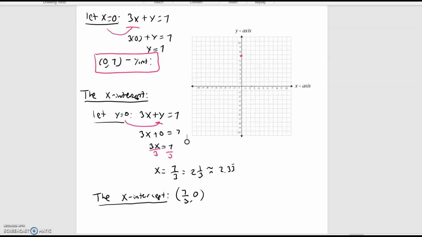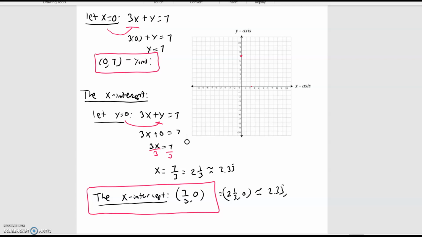I'm just going to leave it like that, since it may be easier to identify it as 7/3 or 2 1/3. I can write it like that too, which is exactly the same as 2 1/3, comma 0, or approximately 2.33, comma 0. One of those is just sufficient.